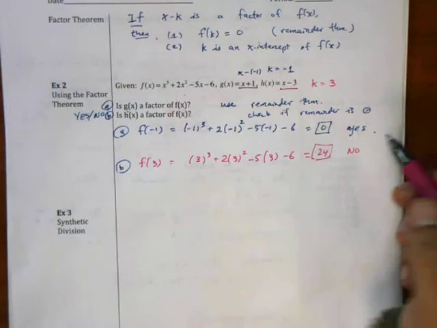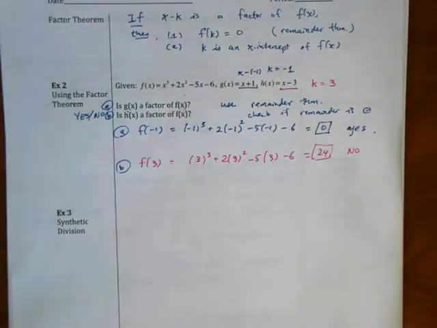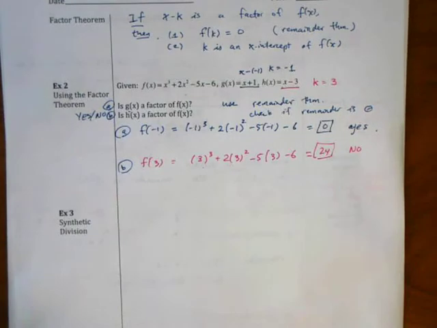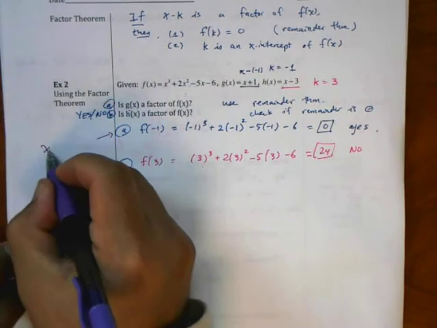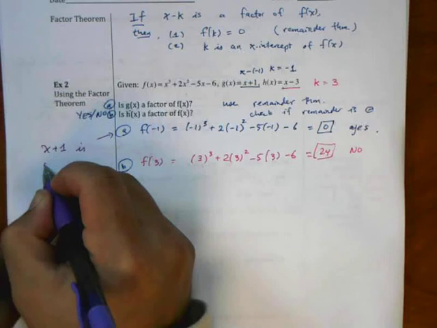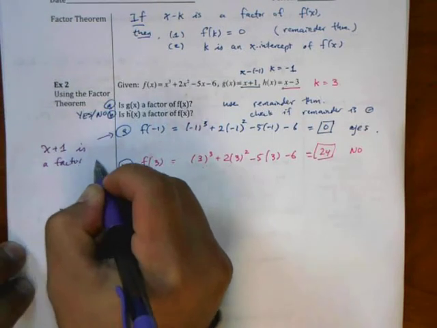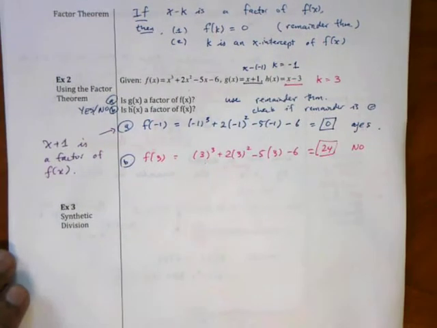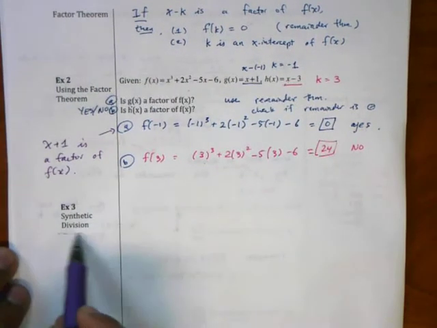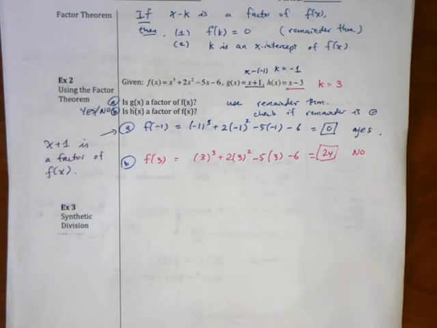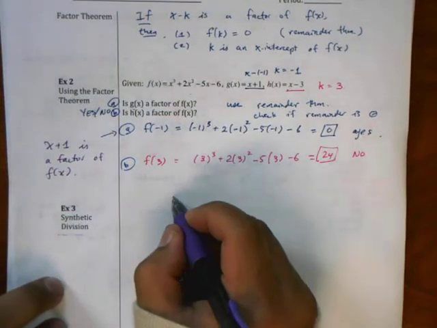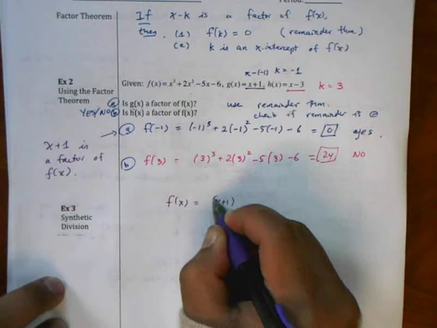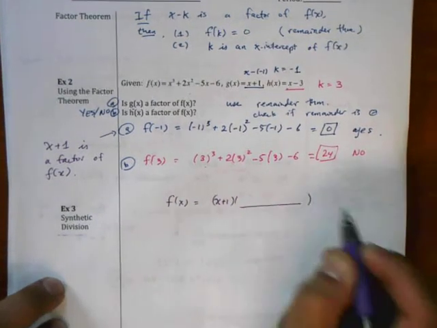So now I have a factor here. You can conclude from this point that x plus 1 is a factor of f of x. Now, you can ignore the statement about synthetic division for a minute here. We're going to continue this problem. I know that f of x is equal to x plus 1 times something.